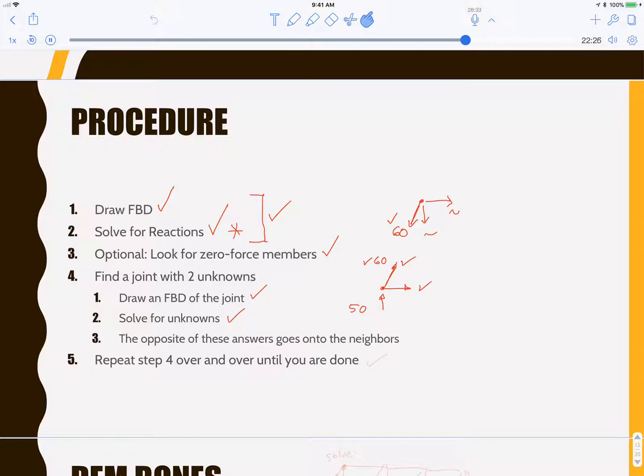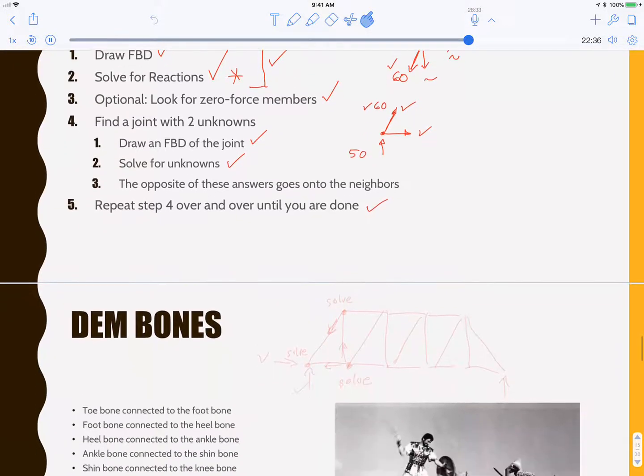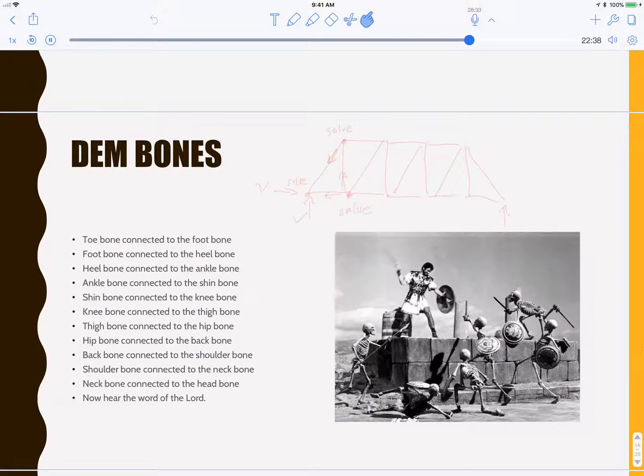And you repeat step 4 over and over until you've walked your way across all the joints in the truss and you've solved for all the forces. This procedure reminds me of the song Dem Bones. It's toe bone connected to the foot bone connected to the heel bone, and etc.